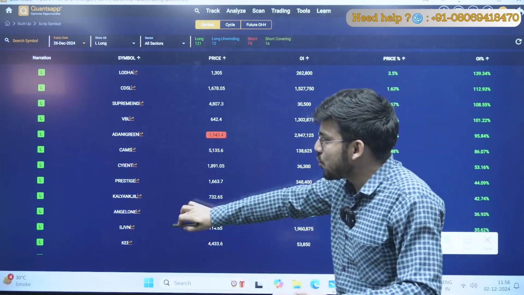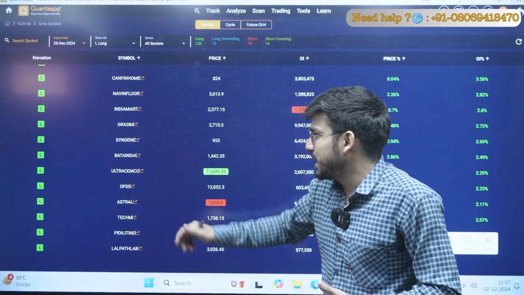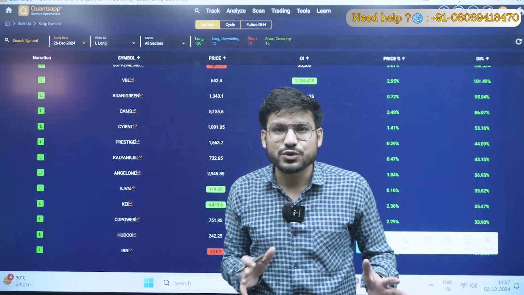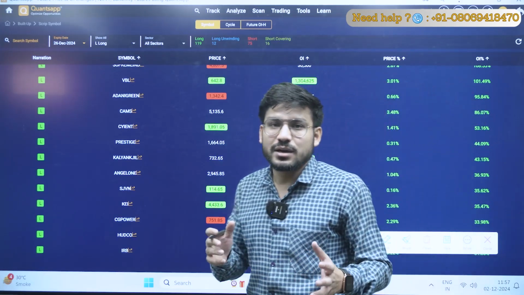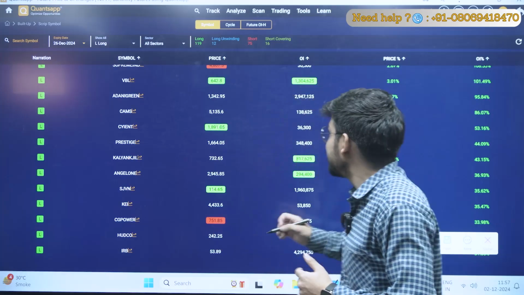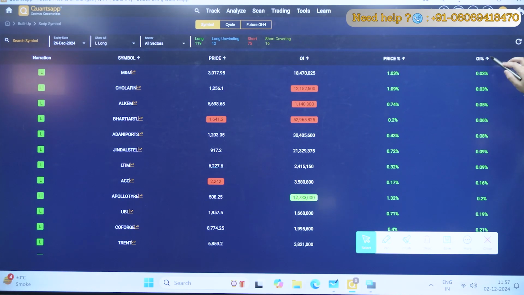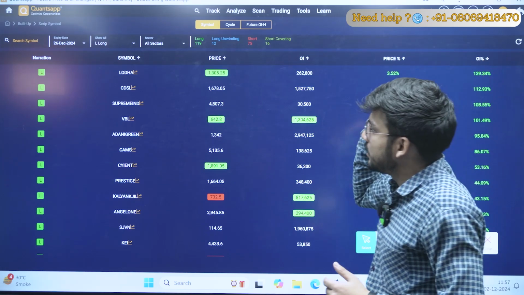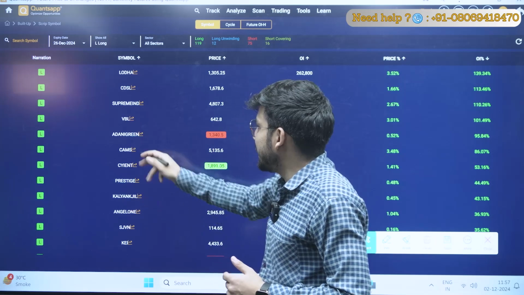Now we have so many stocks, so I have to sort them out. I cannot trade in so many stocks. What I want is two or three best stocks out of them. For that I will arrange by open interest, because I want the number of participants in a particular stock to be good. So I'll arrange open interest in descending order. You can see the maximum open interest built up in CDSL and Lodha, then in VBL and Adani Green as well.